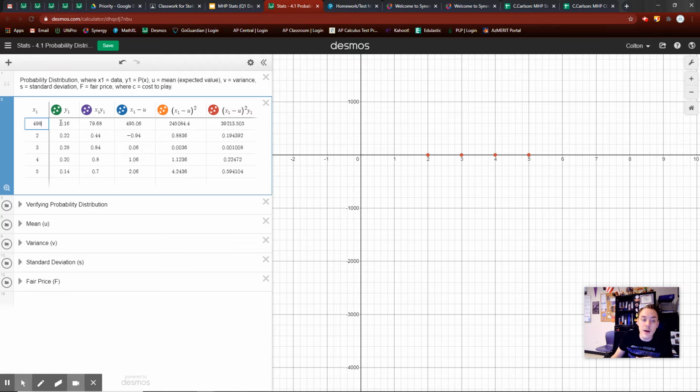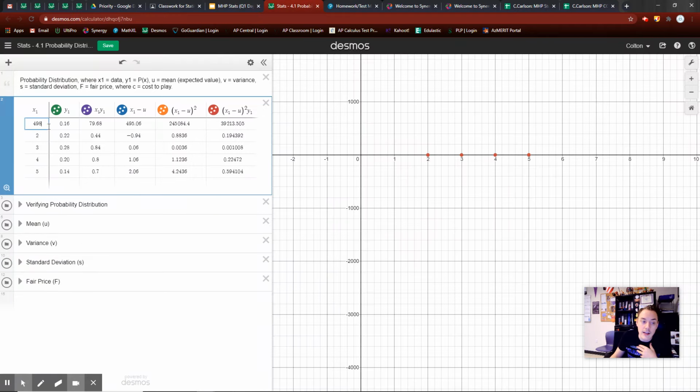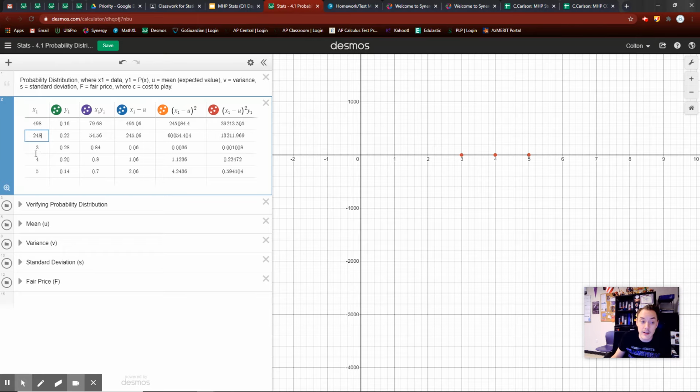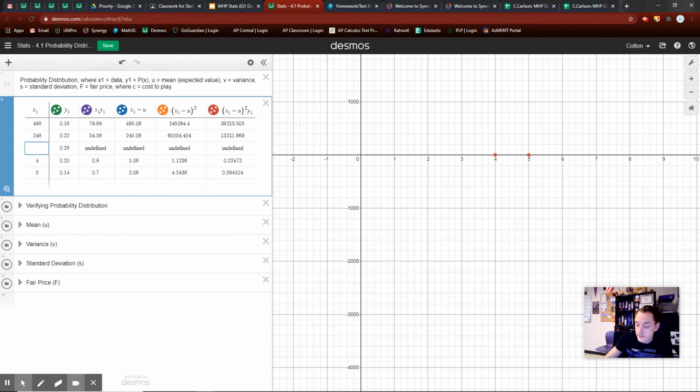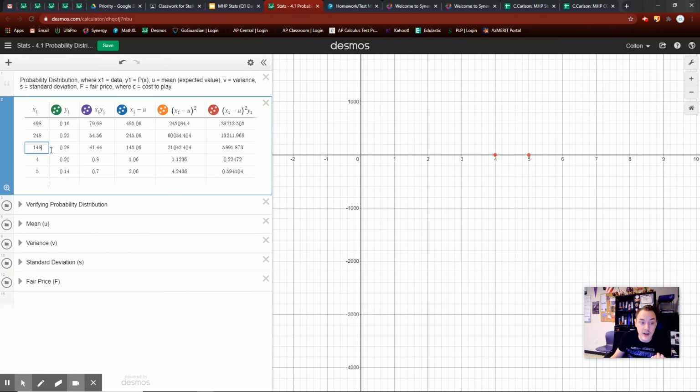So now let's do that with the other ones. I have a prize of 250, 150, and 75. What if I win all of those? Well, my gain right here is not 250, but 248. My next one right here is 150. It's not 150, it's 148, because again, I paid $2. My next one is then 75. So it's not 75, it's 73. Now, these are the four prizes.